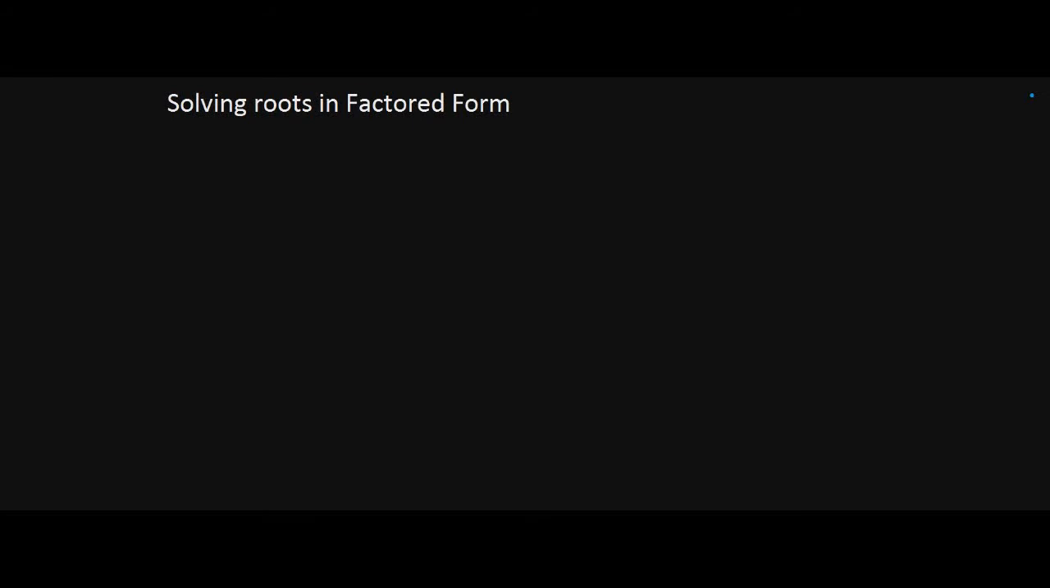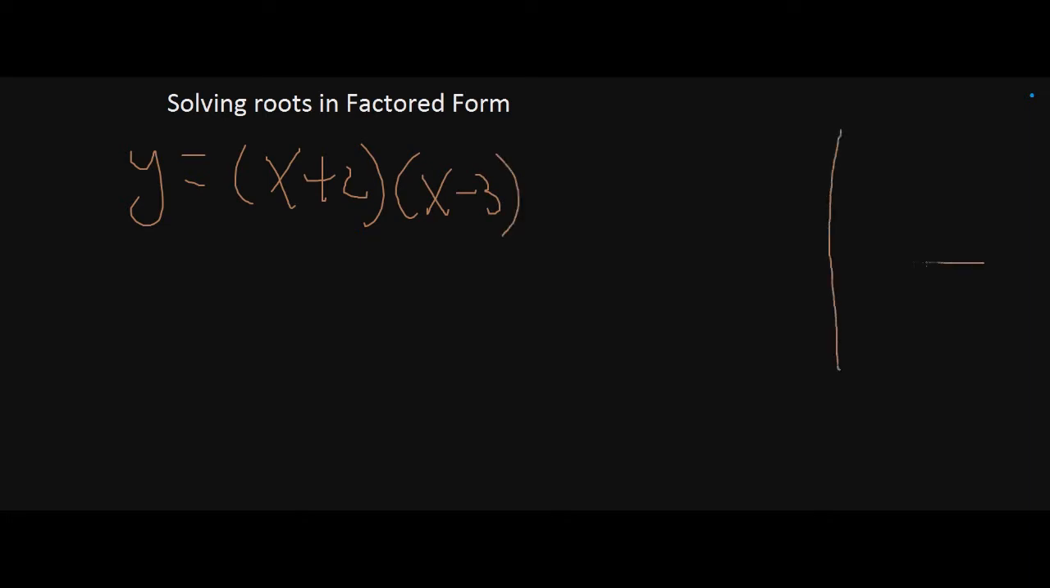We are going to be learning how to solve roots in factored form. So this is Q2, and let's do something like y is equal to x plus 2 times x minus 3. If we were to graph this, we can solve it very nicely because, if it's x plus 2, does that move to the left or to the right? Remember, it's always the opposite, so it's going to move to the left, so it'll be negative 2. And x minus 3 is going to move to the right 3.